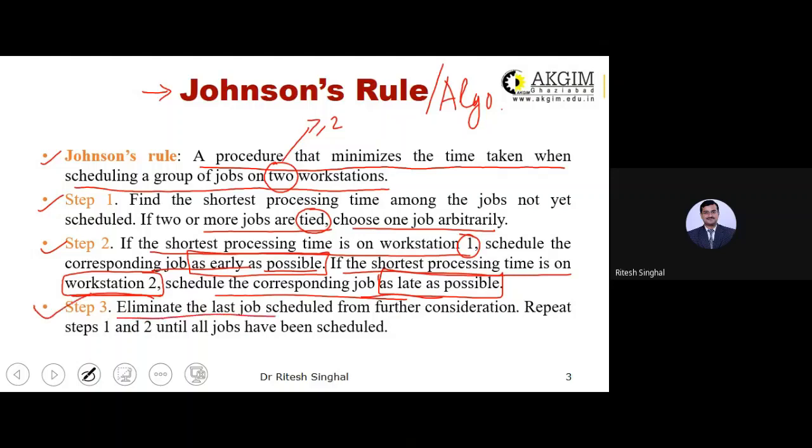Eliminate that particular job that has been scheduled, find the remaining jobs, and do the same exercise for all remaining jobs. Repeat steps 1 and 2 until all the jobs have been scheduled. So repeat this procedure until all the jobs are exhausted, and this is called Johnson's algorithm. So dear, we are going to take one example here and try to solve it using Johnson's rule. So let's start.